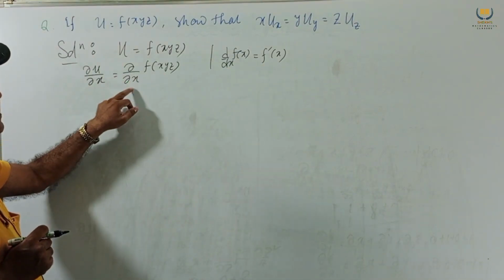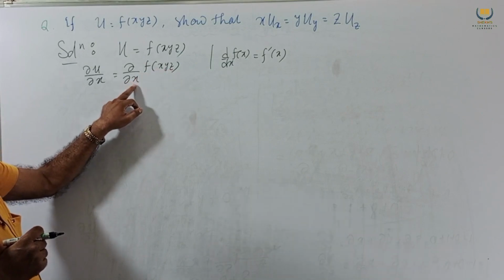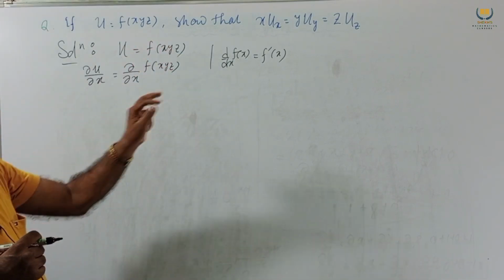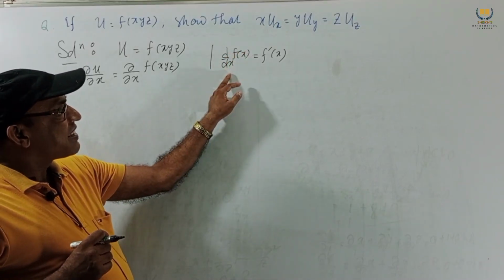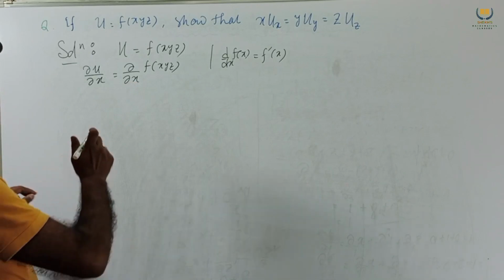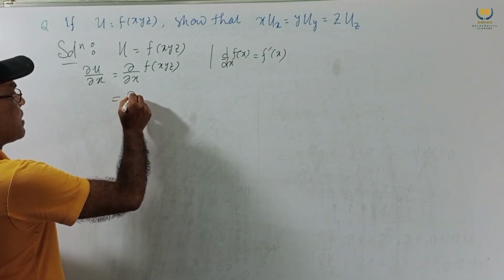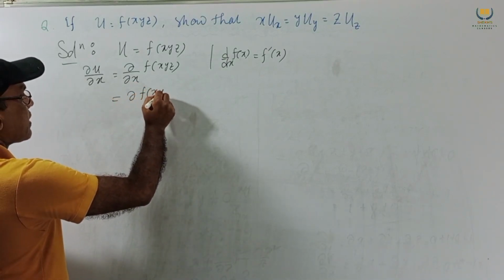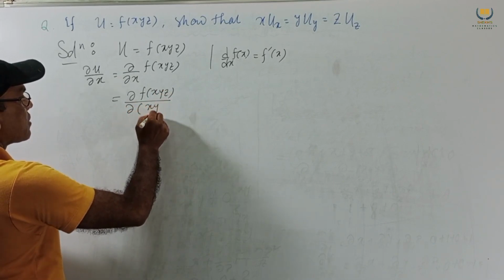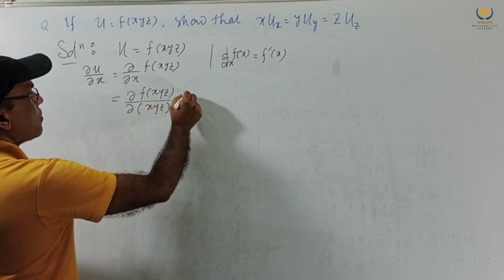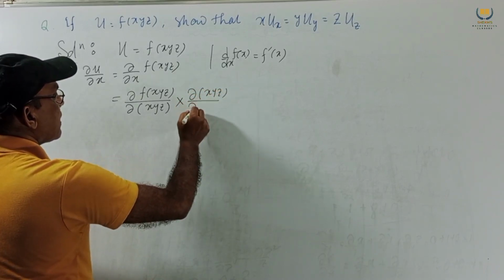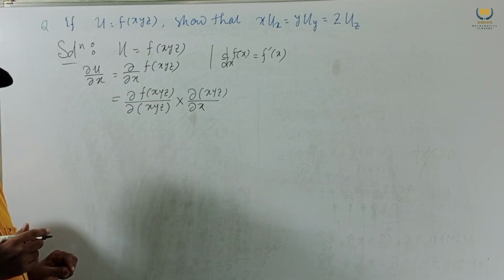But these two are not the same. This is x, y, z, and this is x. These are not the same, so it is not possible to write f dash. So if this one is here, then we can write this formula. So this should be here. So using chain rule, del f of x, y, z by del (x, y, z) into del (x, y, z) by del x, using chain rule.